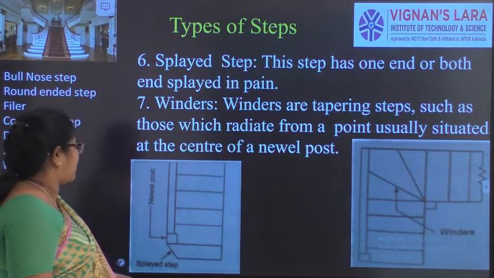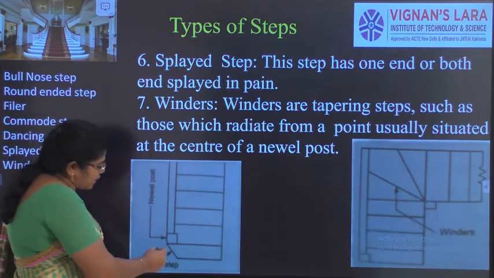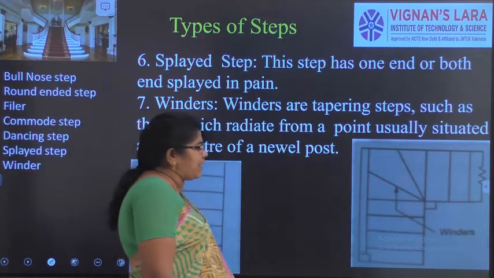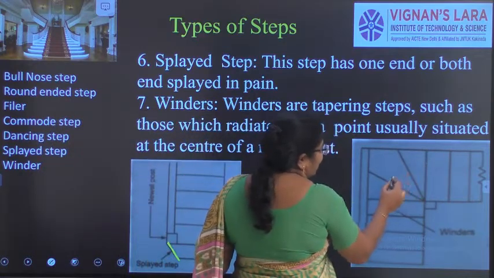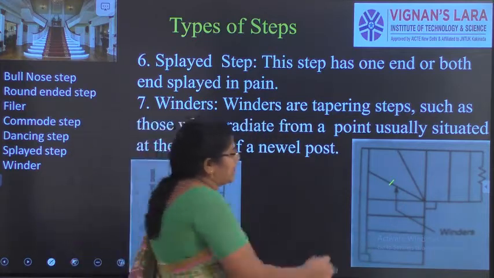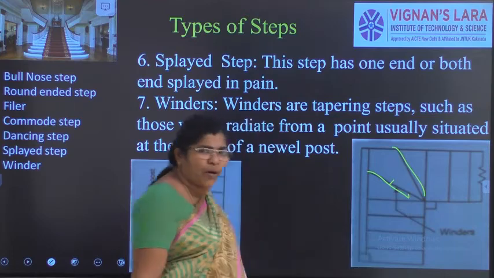Splayed steps. So you can see here the steps are vertical and not curved. We call them splayed steps, and winders are the staggering steps. When we are going, instead of putting a landing there, they go in for this type of winders. This should be mostly avoided.